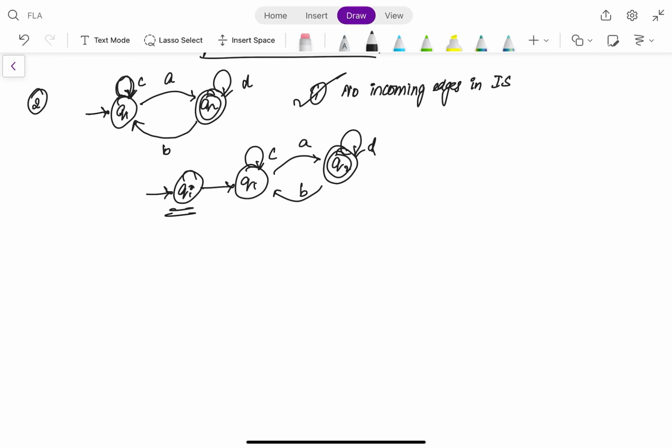Right. The second one is there should be only one final state. That condition is also satisfied. The question itself already has only one final state. What is the third condition? No outgoing edges in the final state.